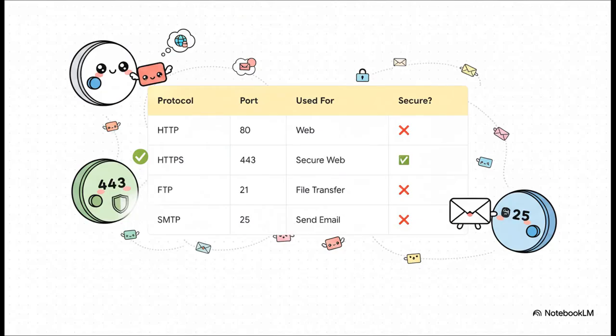And here are some of the most common doors you'll see. Port 80, that's for standard web traffic. But check out port 443. That's for secure, encrypted web traffic. That's the HTTPS you see in your browser with a little lock icon. Super important. Then you've got others, like port 25 for sending email. Every service is listening at its own special door.